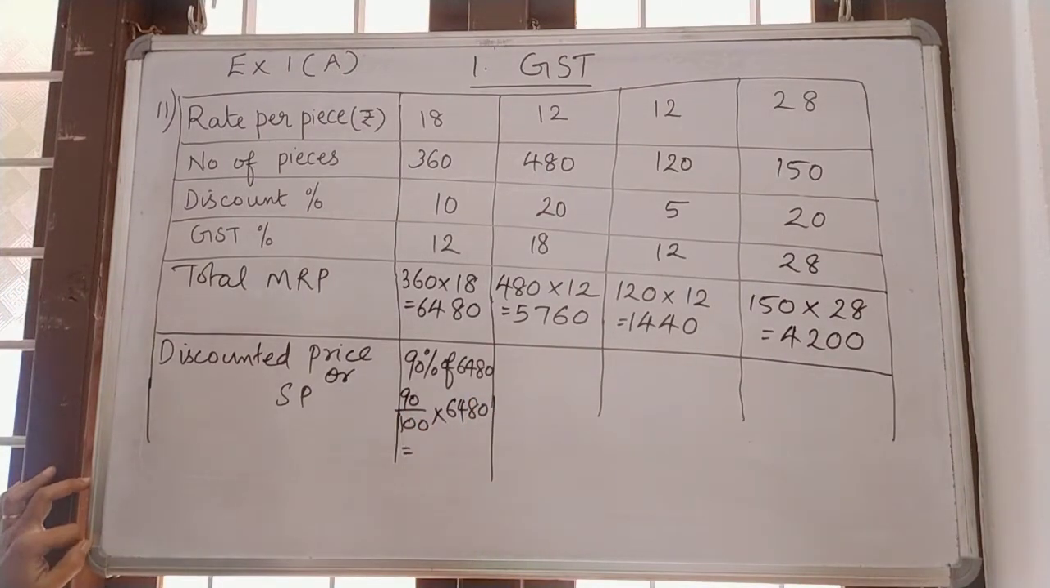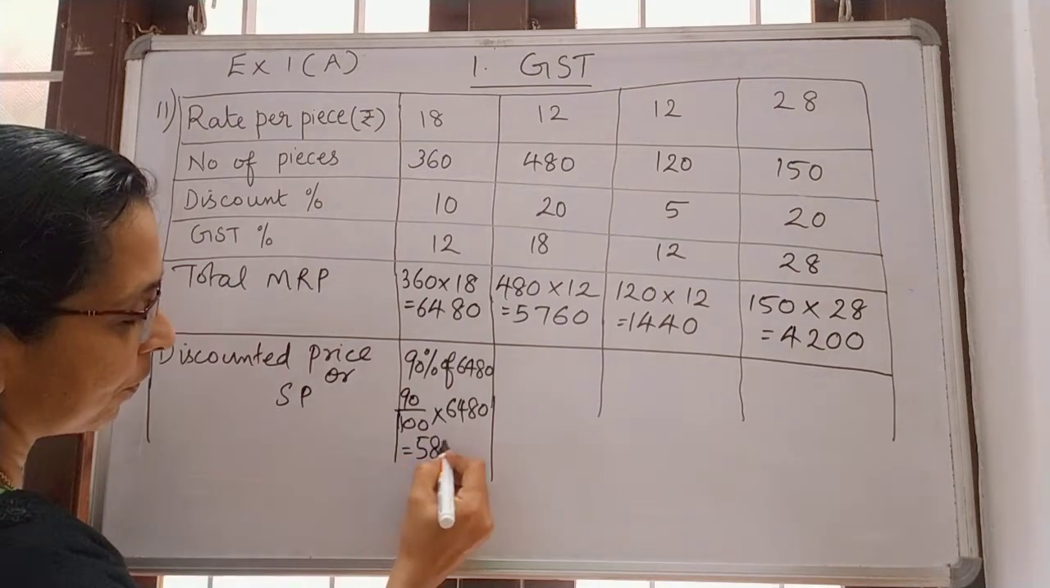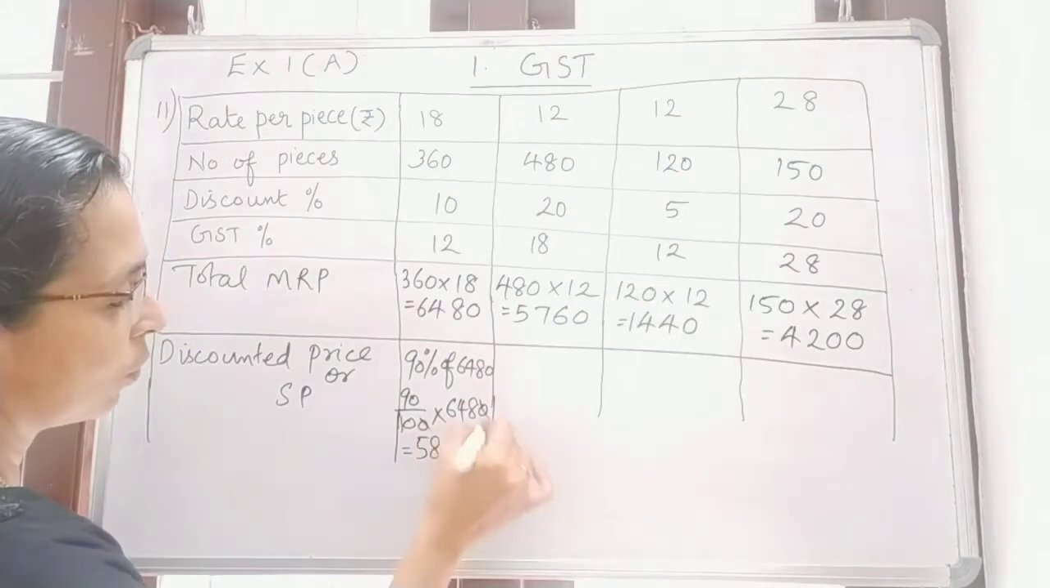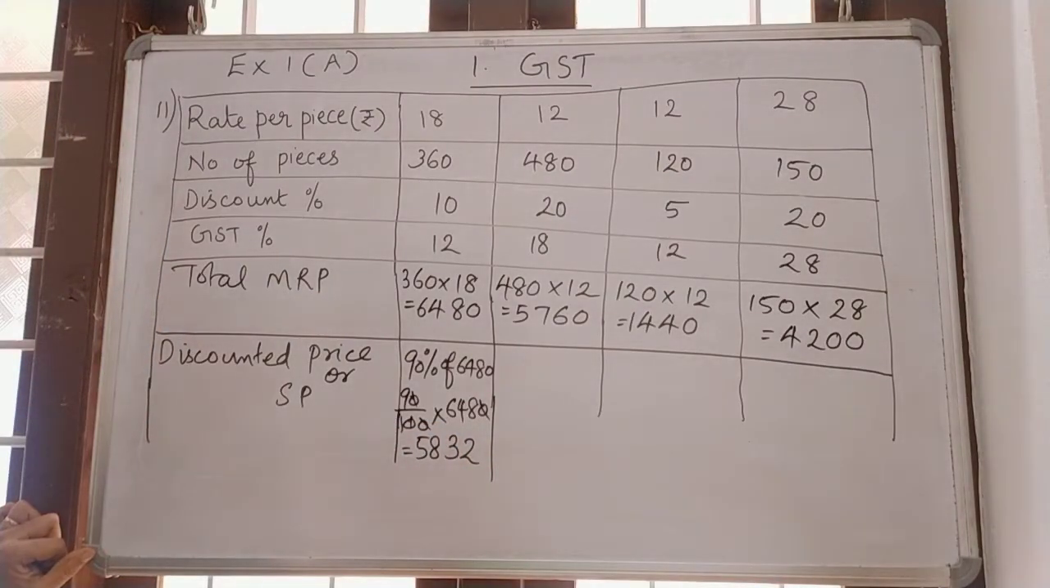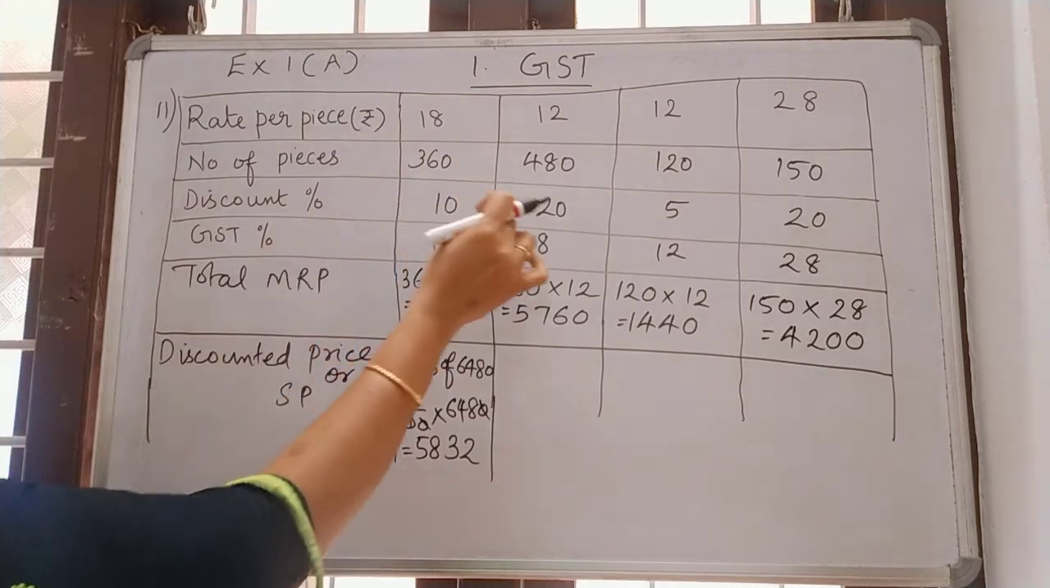Do the calculations in the working column. Then you will get the answer as 5832. The zeros we can cancel, here also we can cancel. Do all those calculations in the working column. Then next column.